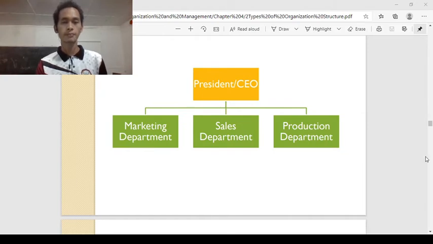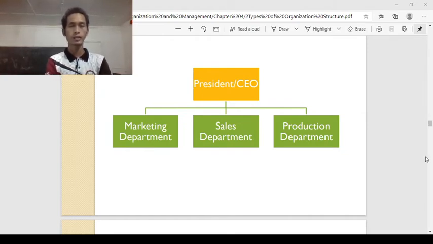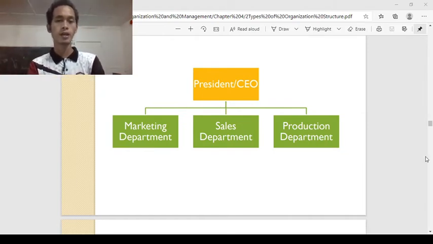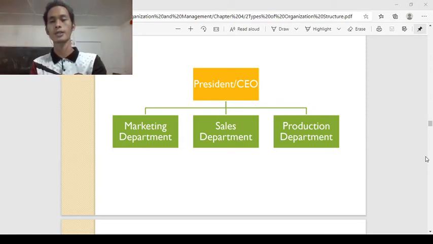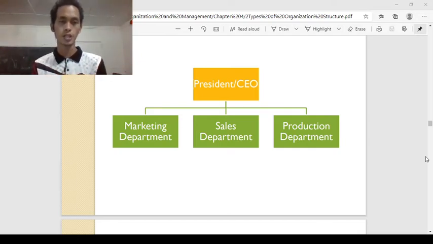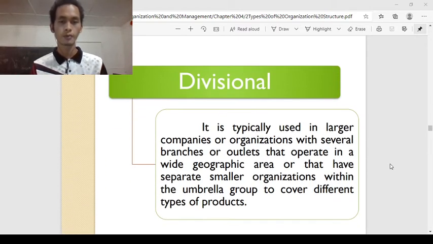Okay, this is an example of functional organizational structure wherein the organization has three middle managers: marketing department, sales department, production department. So makita nato, si marketing department nakafocus na siya sa marketing. Si sales nakafocus siya sa sales. Si production nakafocus sa production. So laylay sila og function. So they are grouped according to function, and the problem is lack of coordination with one another.